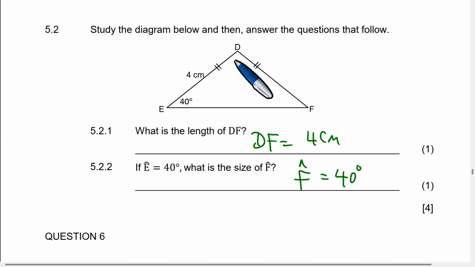Okay, what is angle D? Is it 80 degrees? Okay, this one is 40, and everything must add up to 180. So this plus this is 80. What can this one be so that everything is 180?